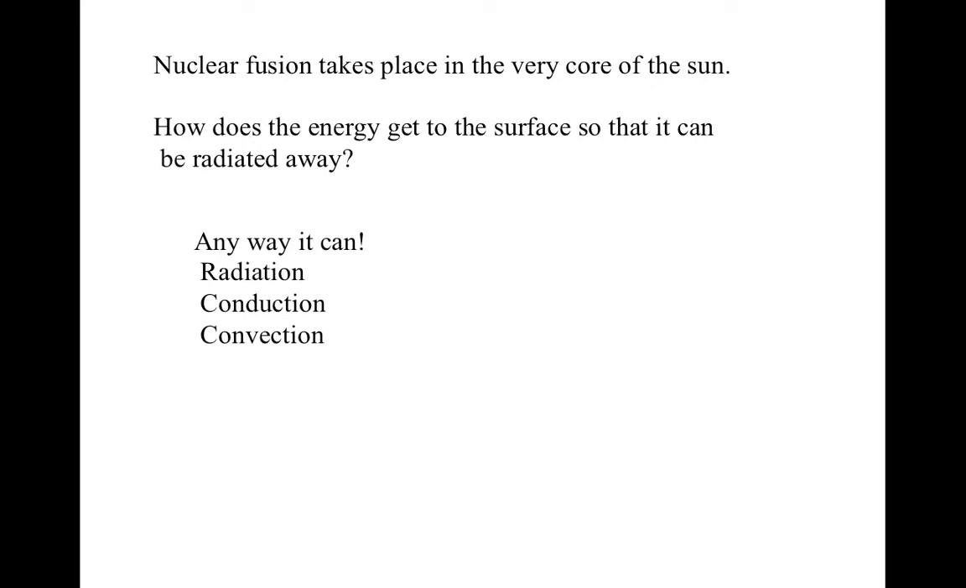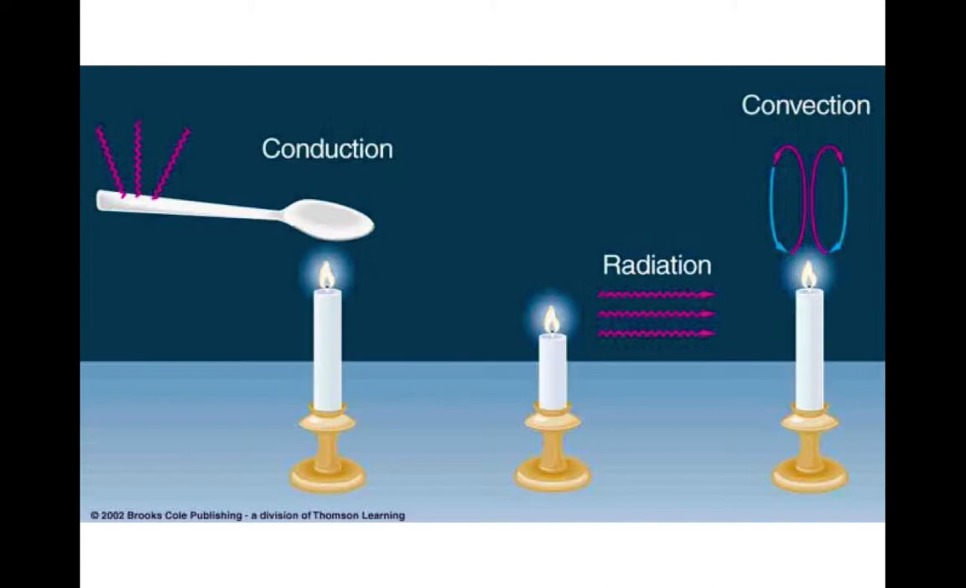Nuclear fusion is taking place in the center and the energy has to get out. And the answer is it gets out any way it can. So we want to examine the various modes of energy transport in a gaseous body like the sun and try to understand how they work and if they can be effective. We start by considering conduction.